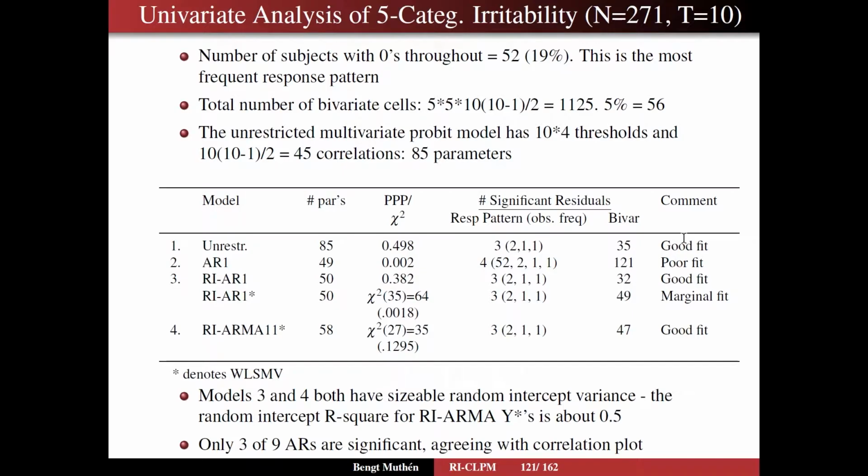That's a useful check to make, which seems to be particularly important when you have polytomous variables. The autoregressive model of order 1 has a fairly low PPP, and we have a misfit for the most frequent response pattern, and too many significant cells in the bivariate table, so a poor fit for that. Going into the random intercept AR1, adding 1 parameter, PPP improves dramatically, and we have a much better response pattern fit and much better bivariate fit, 32 being less than 56. So a good fit.